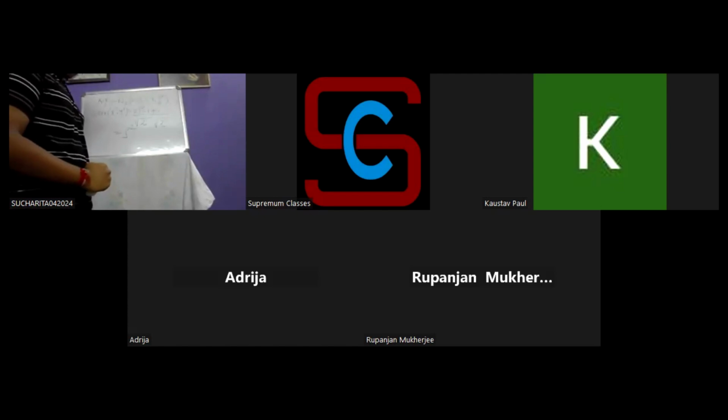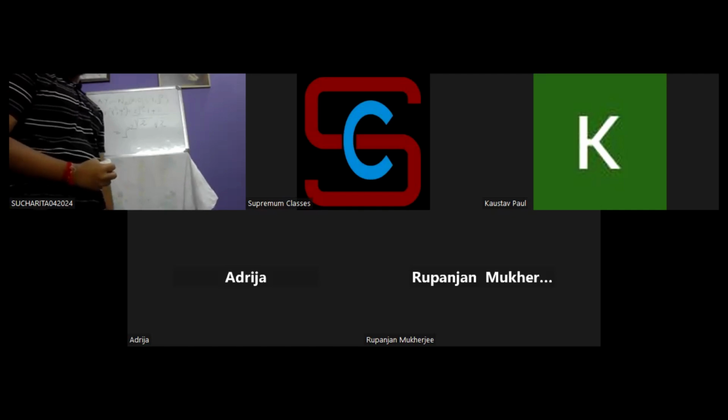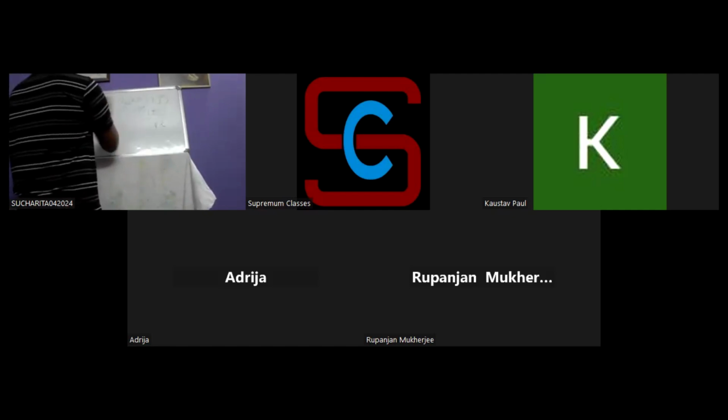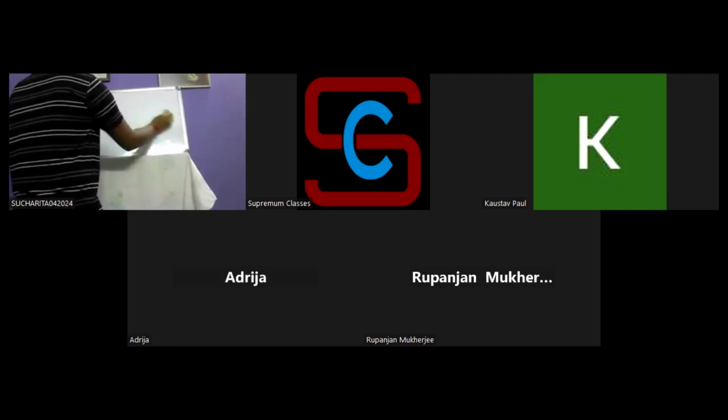So unbiasedness done. Achha, you know about consistency? Yes. What is consistency? A sequence of estimators Tn is said to be consistent for a parametric function xi(theta) if Tn converges in probability to xi(theta). Okay, what is meant by convergence in probability? Just rub the board and write what you need to check to prove convergence in probability.